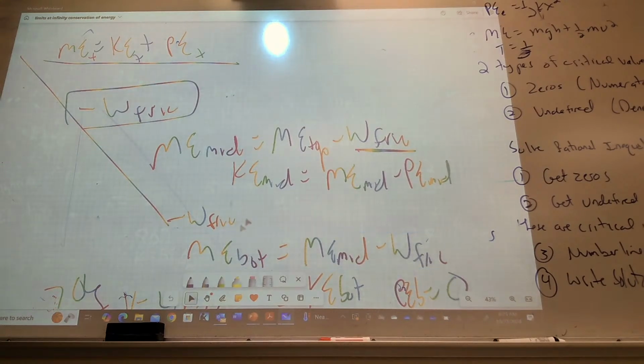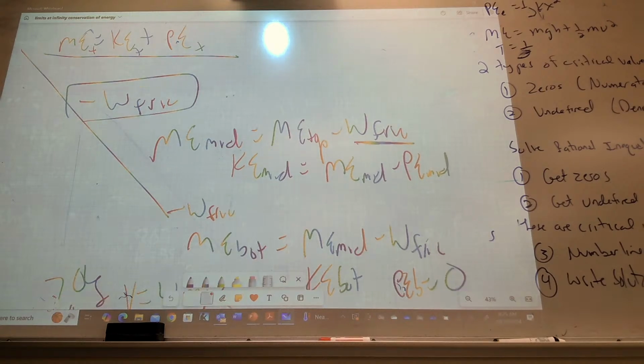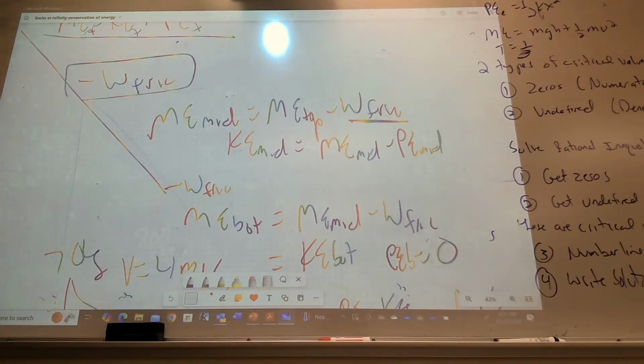Now, if there's work lost to friction again, the mechanical energy at the bottom is the mechanical energy in the middle minus the work done by friction. The work done by friction is subtracted from your mechanical energy. So you're starting out with energy, just like in the lab. If you have friction on the pivot, you're losing energy. The kinetic energy at the bottom is equal to the mechanical energy at the bottom. And the potential energy at the bottom is always 0.